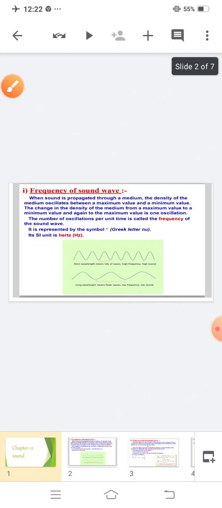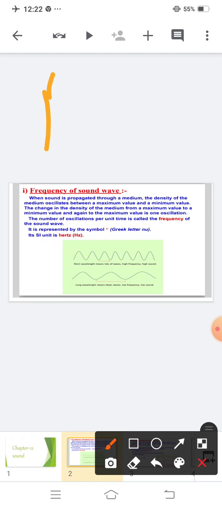Now let us start with today's lecture. In today's lecture we are going to cover the characteristics of sound waves. So the first characteristic is frequency. It is represented by a small f, like this.